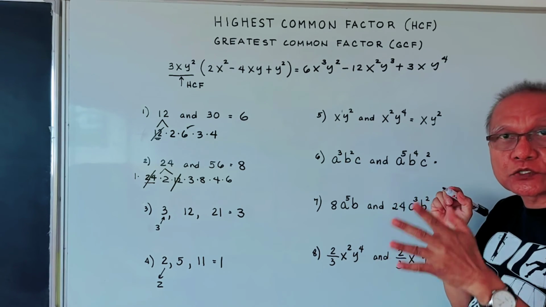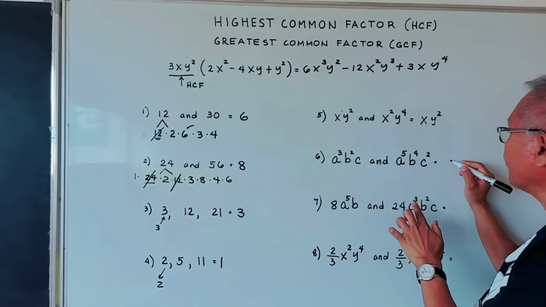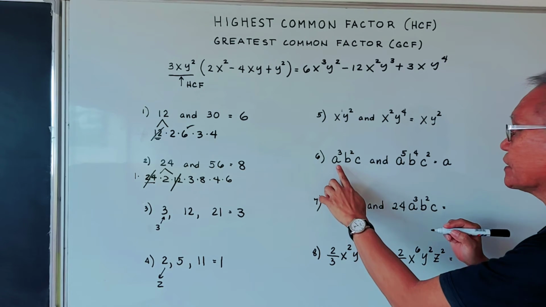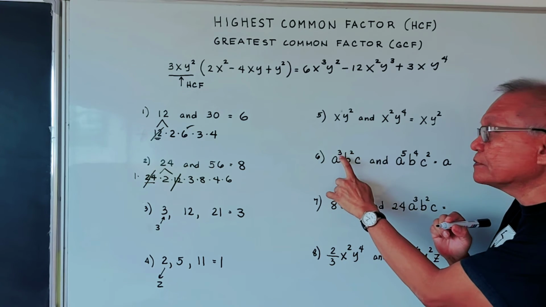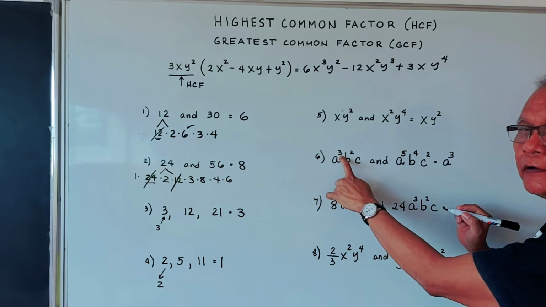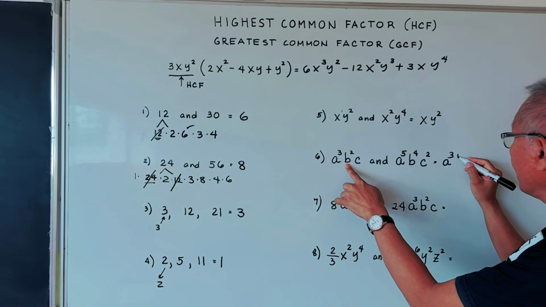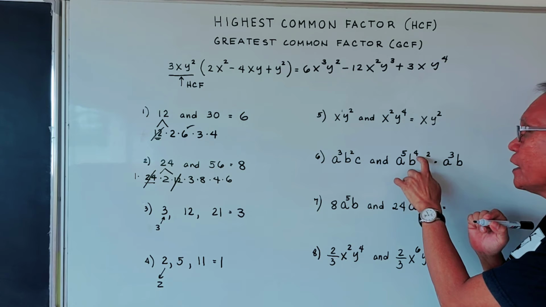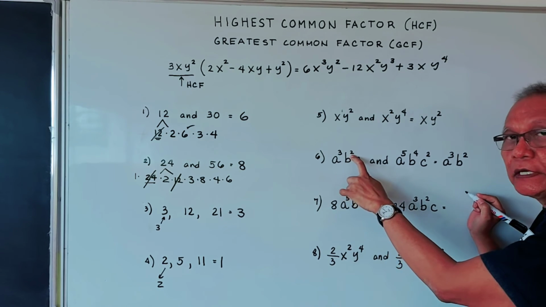Choose the lower exponent. Here, a, therefore we have an HCF of a. What is the exponent? This one is 3, this one is 5. We choose the smaller one, which is cubed. So we have a cubed here. Okay, let's have b. We have a b here and a b here. This one is 2, this one is 4. We choose the 2 because this one is smaller than 4. So we have b squared here.